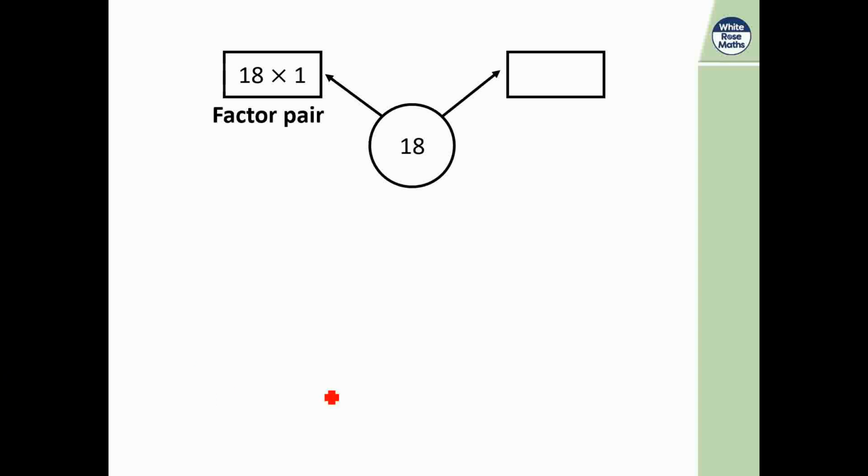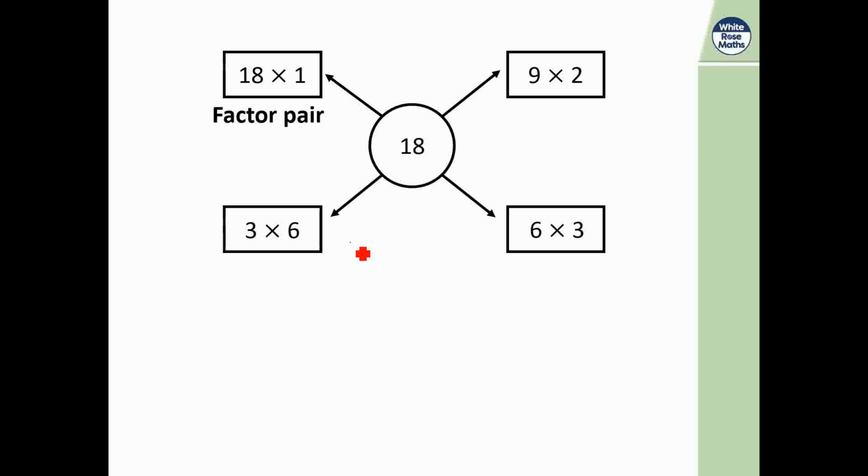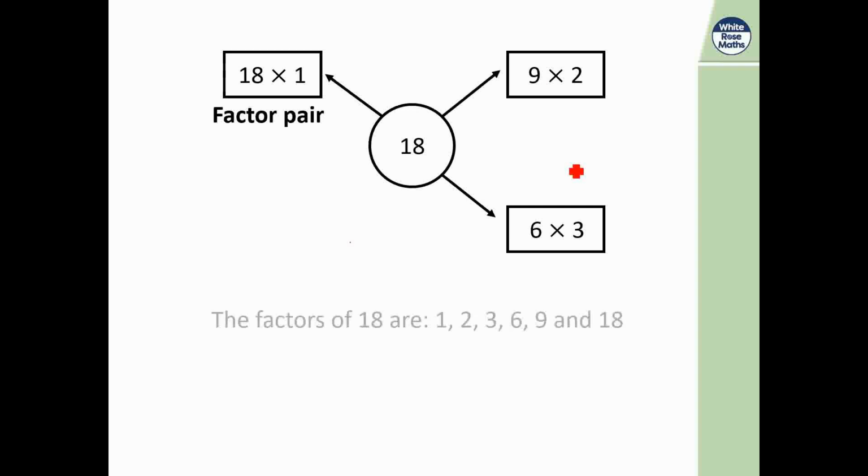2 times 9, thank you. What else? 2 times 9 makes 18. Good, 3 times 6. And 6 times 3, but yeah, it's the same thing really, isn't it? These factor pairs are all different. So yeah, as they've demonstrated, they've taken that away. So the factors are 1, 2, 3, 6, 9, and 18. They're all the numbers that go into 18.